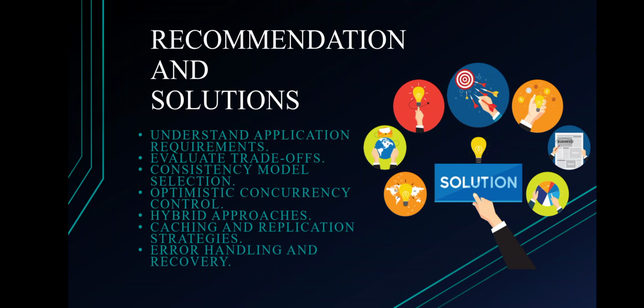What is meant by understanding application requirements? We need an understanding of the specific requirements of the application in terms of data consistency, availability, and performance. This understanding will guide the selection of an appropriate consistency model and algorithm that aligns with your application needs. Which type of algorithm is used for which type of needs is called understanding application requirements.